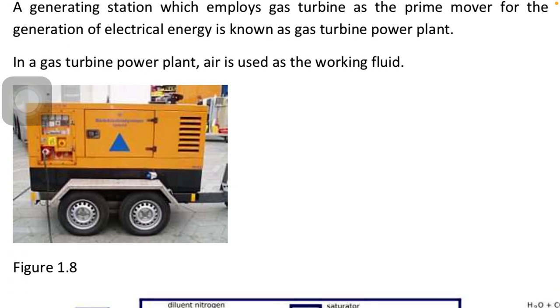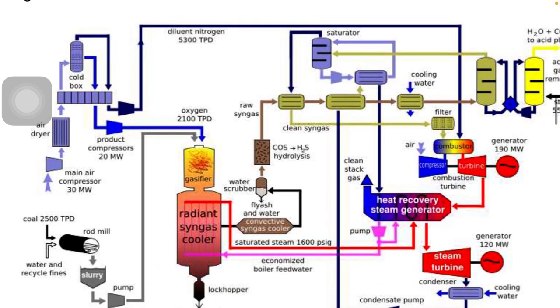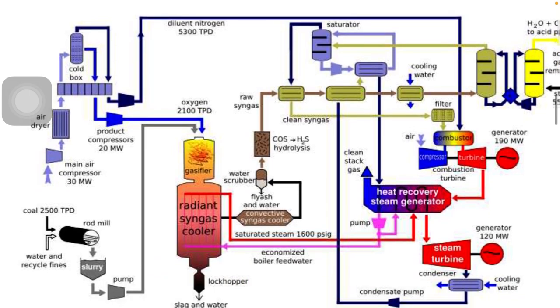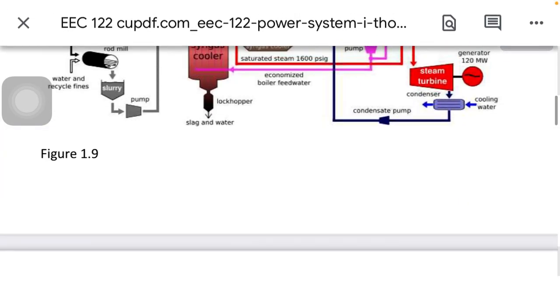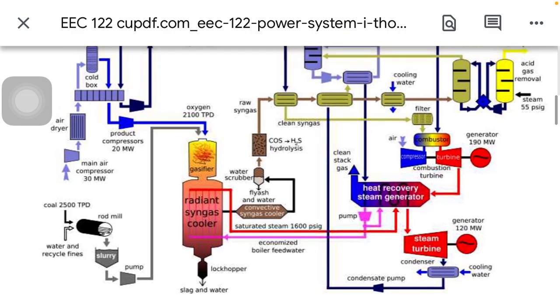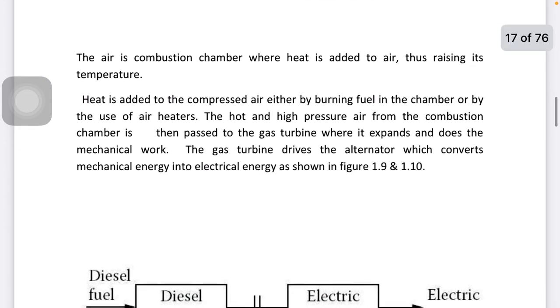In a gas turbine plant, air is used as the working fluid. You see the diagram here. Look at the diagram. Air is used in this gas turbine. There is a combustion chamber where the air is heated up. When the air is heated up, it produces pressure.